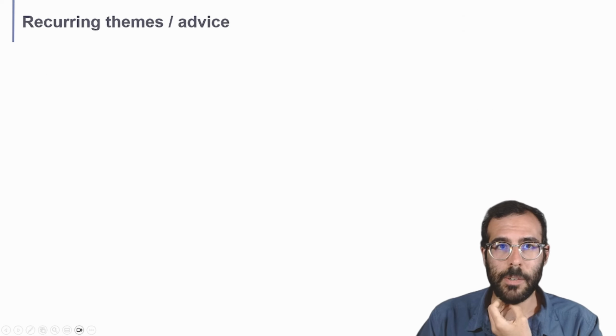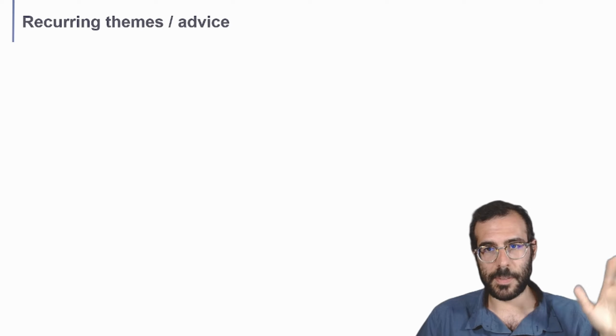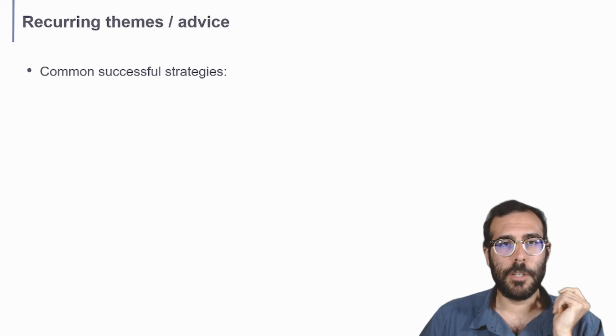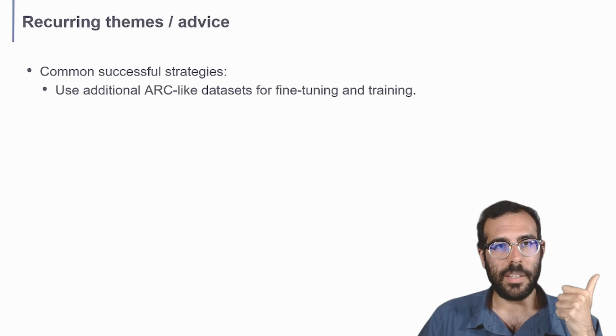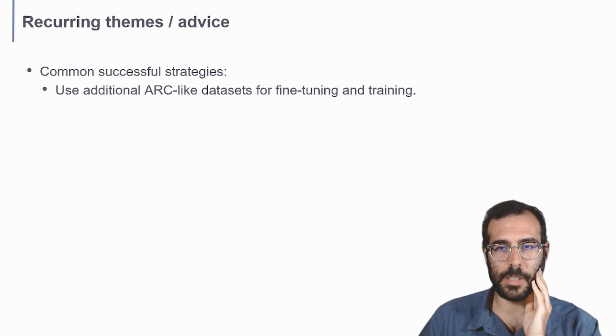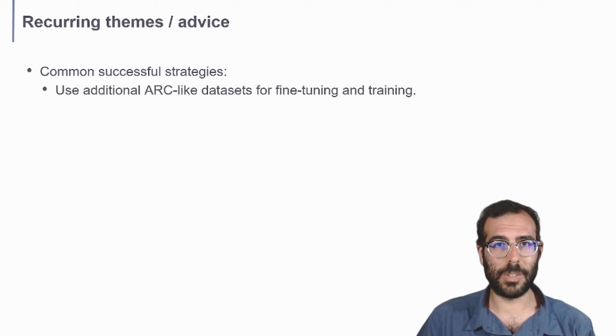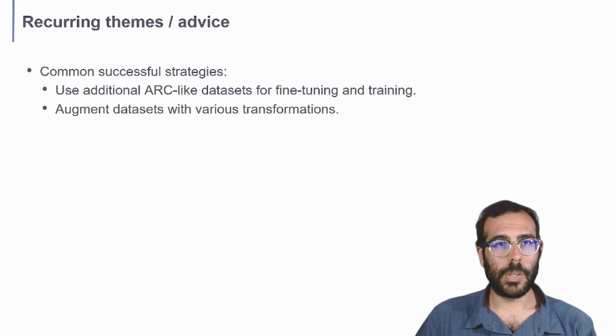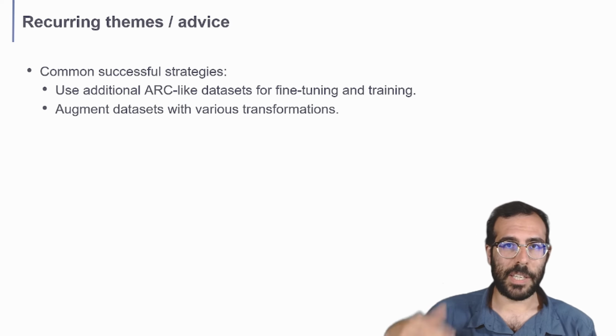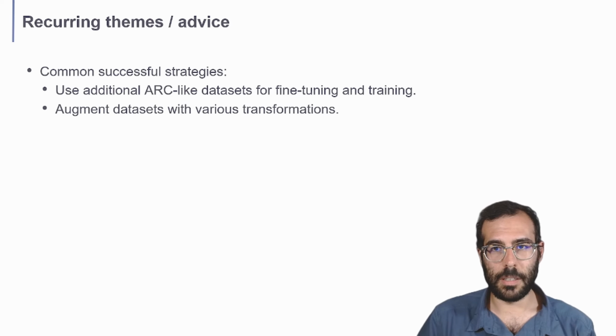So there's a bunch of recurring themes that came up in the 2024 edition of the ARC Challenge, and I think it's worth trying to summarize them. There's a few common successful strategies. You can use additional ARC-like datasets for fine-tuning and training. By now, people have designed a bunch of additional datasets that take the form of ARC tasks, and you can use those to train or fine-tune your model. You can augment datasets with various transformations at each stage of the model.